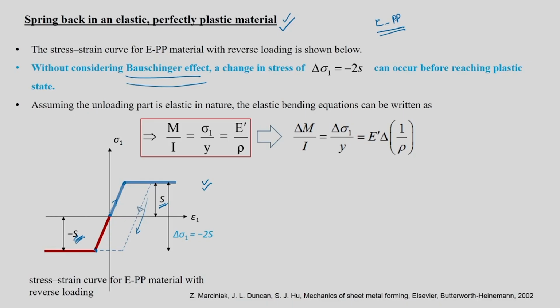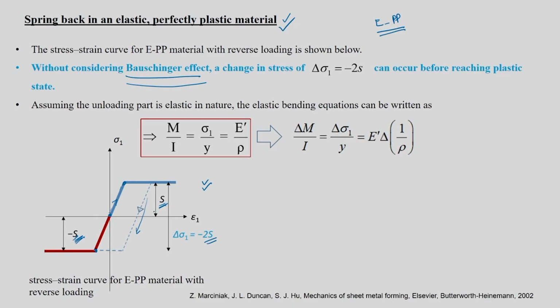We can say that the change in stress is given by minus 2S before it reaches the plastic state. Which means that you need a change in stress of minus 2S to make that material reach the plastic state, which can have a plane strain flow stress of S. That is the meaning of this particular diagram.